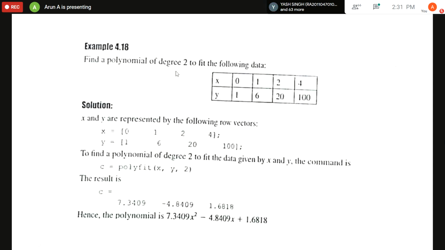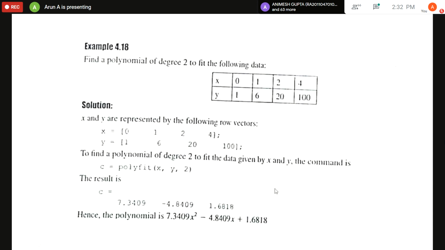Okay, so find a polynomial of the degree clearly given in the question. What should your final output be? Your final output should be in the form of x and the term. Okay, so this is for x, this is for y. The degree is clearly mentioned in the question, it is of degree 2. So it is x comma y comma 2. Once you run the command, you'll be deriving these values.